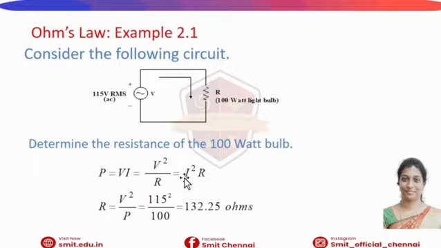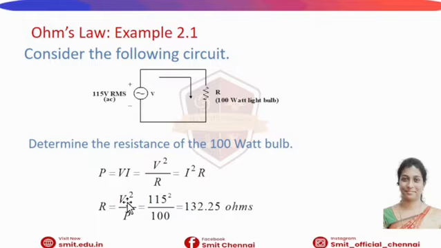So what is the value? P equals VI, so it is V squared by R equals I squared R. Then in this power formula, we are having voltage and power. So what formula are we choosing? P equals V squared by R. So we are having R equals V squared by P.